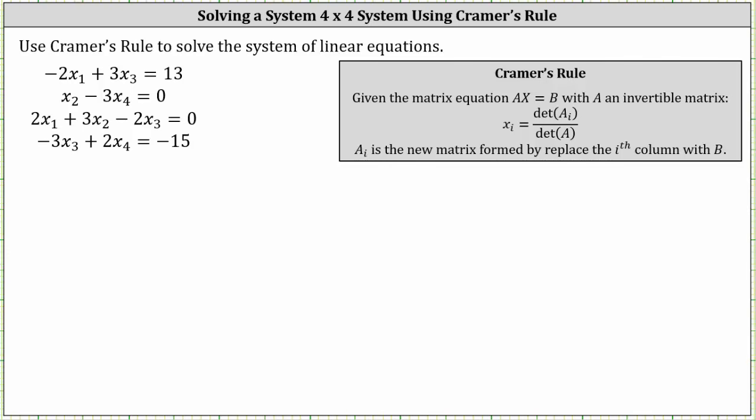We're asked to use Cramer's rule to solve the system of linear equations. Notice how we have 4 equations with 4 unknowns. The variables are x sub 1 through x sub 4. Let's look at the notes on the right for Cramer's rule.